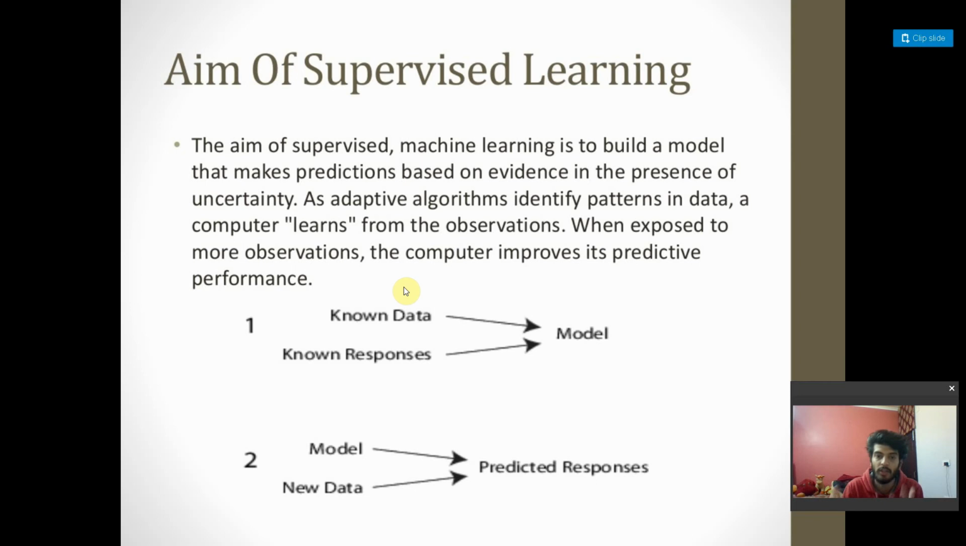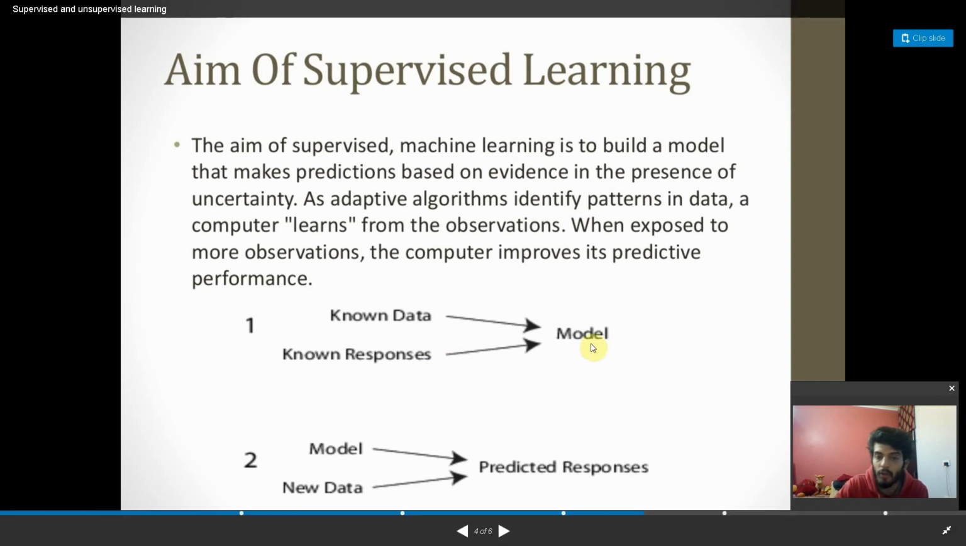We have data, these observations are data that we have already. When exposed to more observations, when we come with some more data, which at the time we were training our model, that is called the new observation, which was not involved when we were training our model. The computer improves its predictive performance.